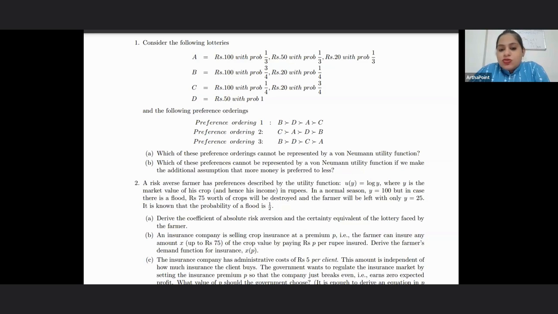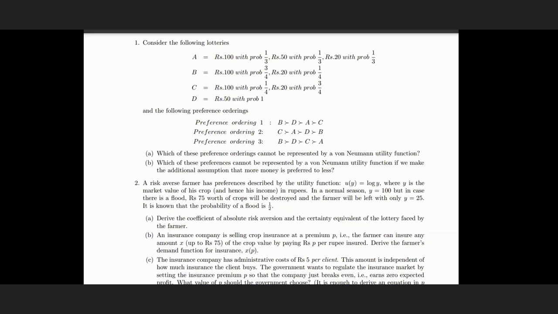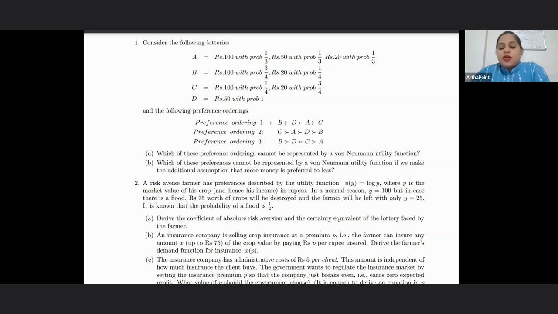So what did you suggest? 25 log of what? Log of 25 plus px. I have assumed that the insurance company in the adverse scenario will pay back the consumer, the farmer, px. Okay, fine, got it.